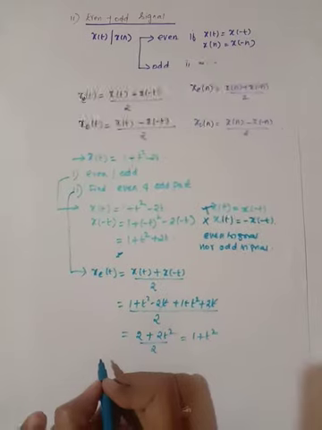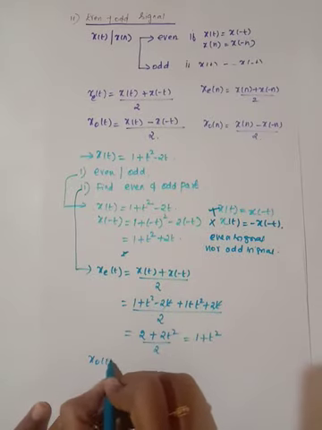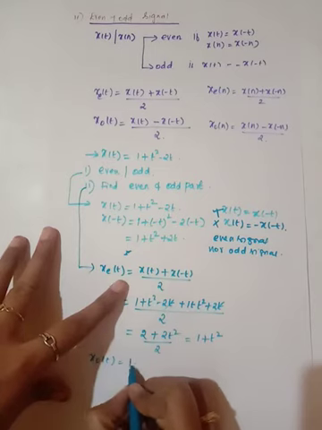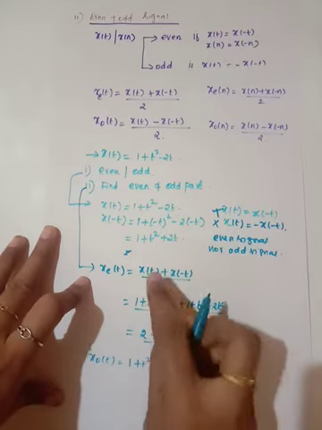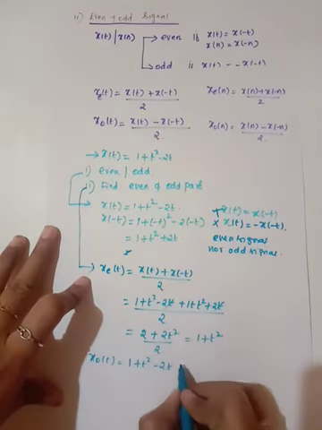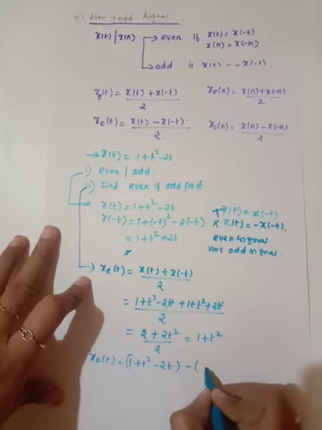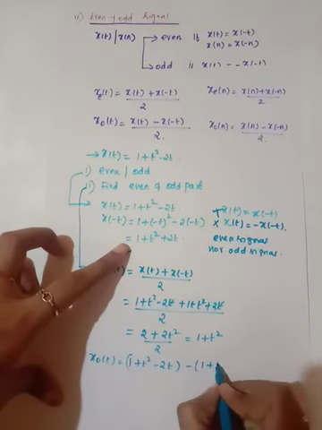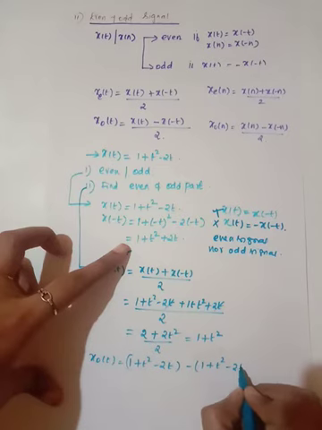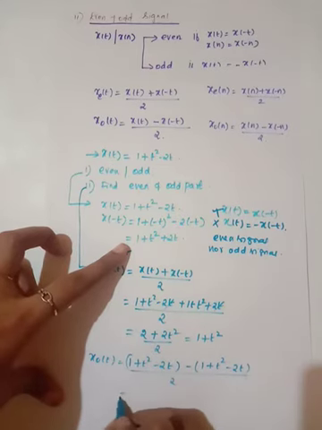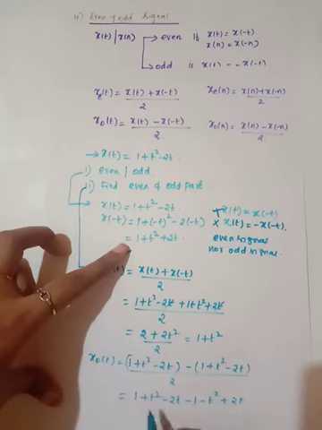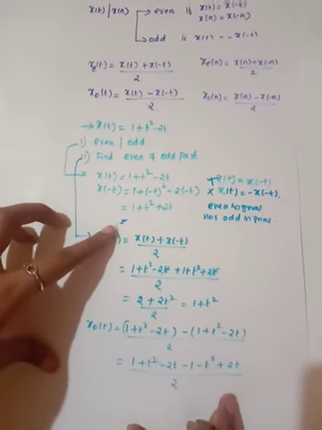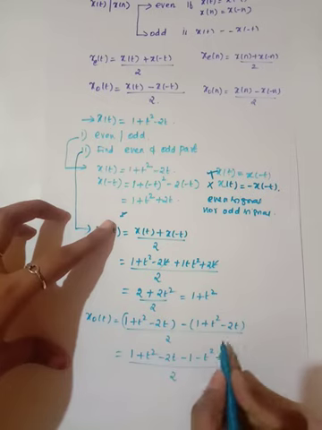Next, if we want to find the odd part of the signal, x of t is 1 plus t square minus 2t. For the odd part of the signal, x of t minus x of minus t by 2. What is x of minus t? 1 plus t square plus 2t. When you simplify, 1 plus t square minus 2t minus 1 minus t square minus 2t divided by 2. So here, what will you get?